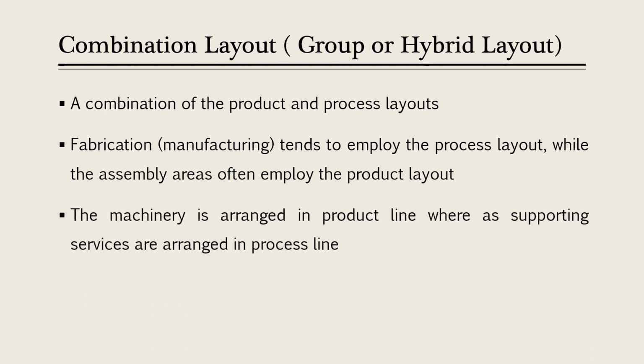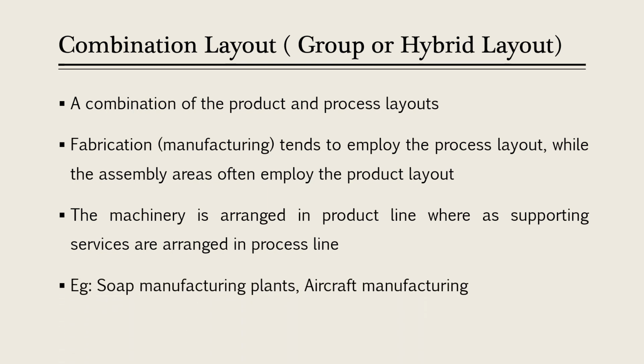The machineries are arranged in the product line while supporting services are arranged in the process line, such as in soap manufacturing plants and aircraft manufacturing. You can see this hybrid layout pattern.